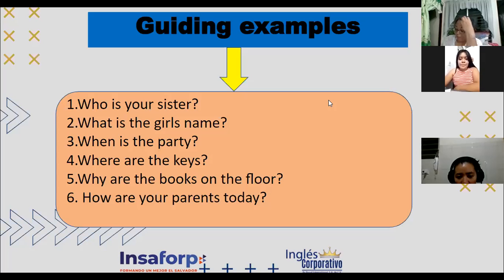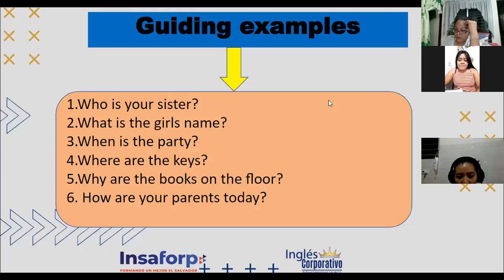¡Qué buen libro! Y yo el principito, llorando, niña. Walter, second question, please. Where are the books? ¿A dónde tienes el libro de química? Where is it? It is my bed. The book is in my bedroom.